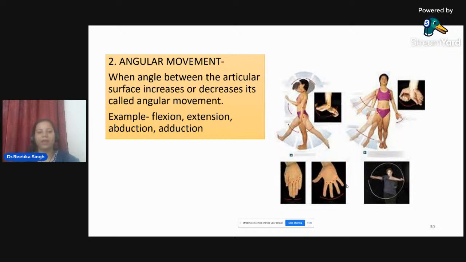Angular movement, when the angle between the articular surfaces increases or decreases. For example, flexion, extension, abduction, adduction, these all are angular movements. When we do these movements, the angle is decreased or increased during the movement. Suppose when you raise your hand up to the sky level, then the angle is increased. So this is called angular movement.